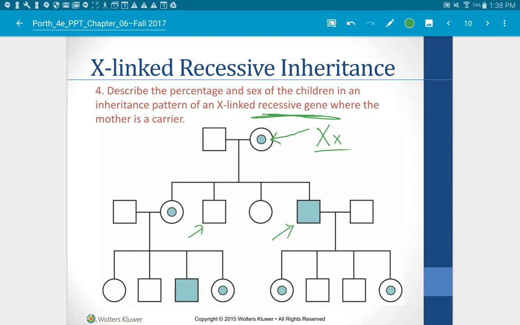Yep, it's 50% because they could either get the dominant allele or the recessive allele. They get one or the other. So obviously this offspring got the one that didn't cause the disease, and this one got the one that did cause the disease. And this one that caused the disease only got that one copy of the X chromosome, so they actually have the disorder because there's no extra copy of the X chromosome with a good copy to save them and rescue them.